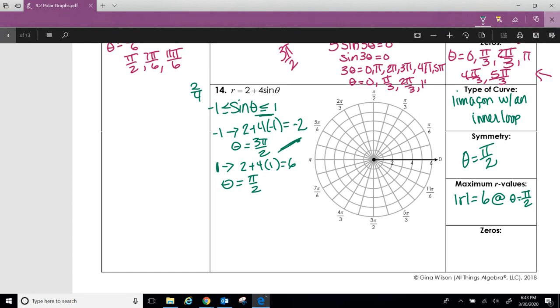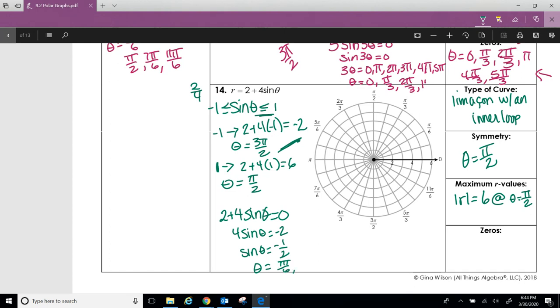The next thing we want to find is our zeros. This is so much nicer than those lovely roses up above, right? So we're going to solve this equation. Subtracting 2, I get 4 sine theta is equal to -2. Sine theta would be -2 divided by 4, which is -1/2. Sorry, when is sine theta equal to -1/2? That would be at 7 pi over 6.